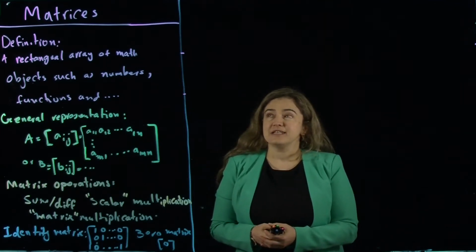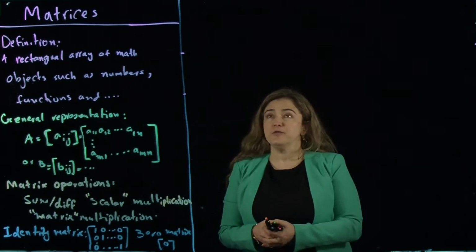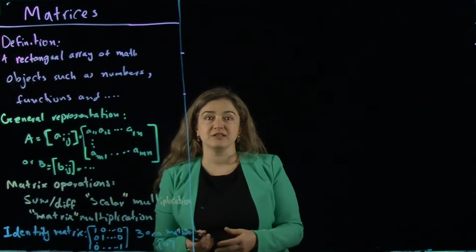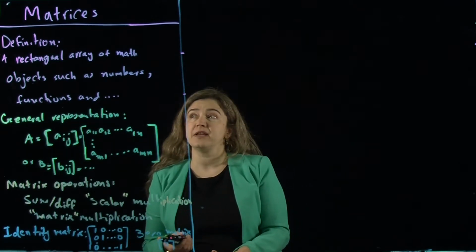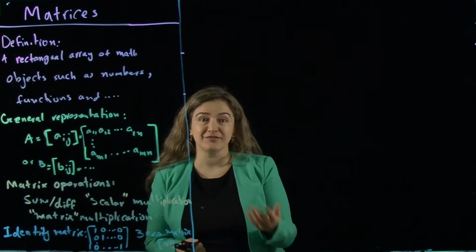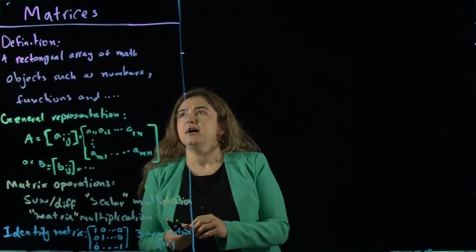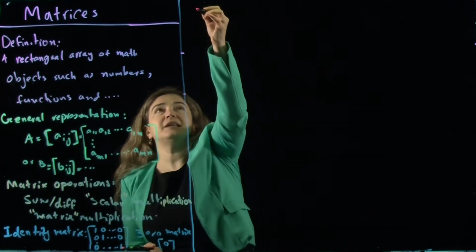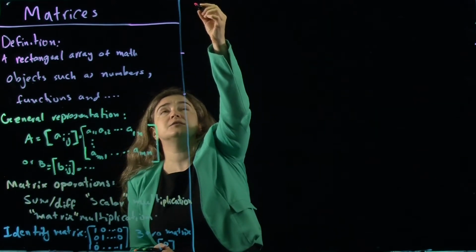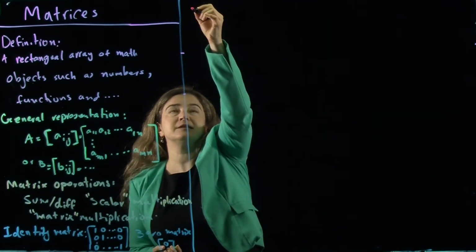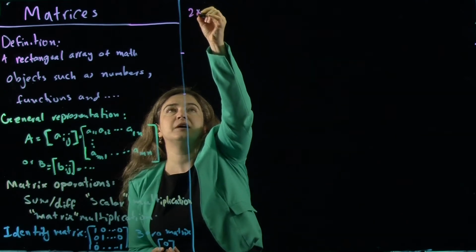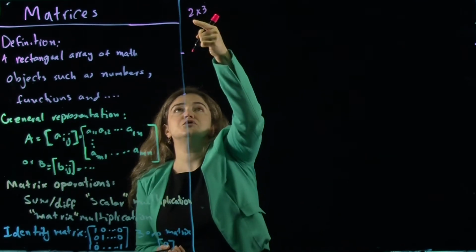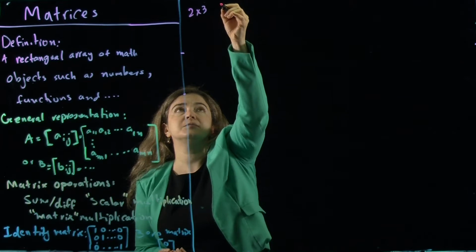So today we're going to discuss matrices. First, what is the definition of a matrix? A rectangular array of math objects such as numbers and functions, etc. And let's do some examples of that. Let's say I start with this, an example of a 2 by 3 matrix. So 2 rows and 3 columns.